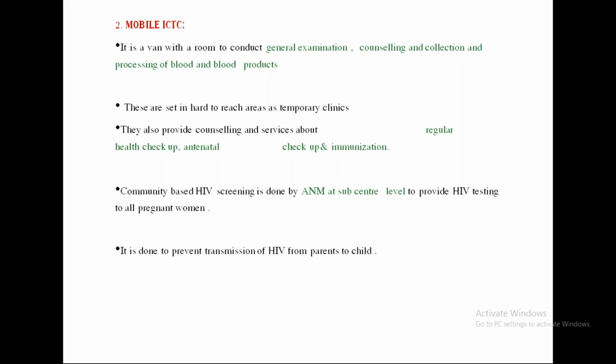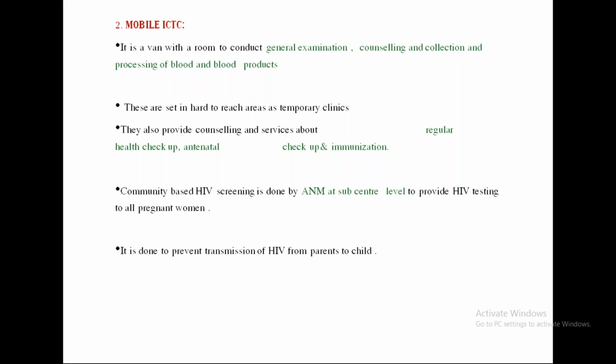Then community based. The main aim of the mobile ICTC is to reach the unaccessed areas, maybe rural areas or tribal areas where healthcare facilities are very poor. For those types of people, mobile ICTCs are more useful. These mobile vans will go into the unaccessed areas and conduct HIV testing and counseling among underprivileged and unaccessed people, and they will do health checkups, antenatal checkups and immunizations. And community-based HIV screening is done by ANM at subcenter level to provide HIV testing to all pregnant women. It is done to prevent transmission of HIV from parent to child.